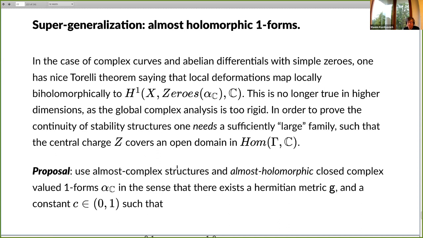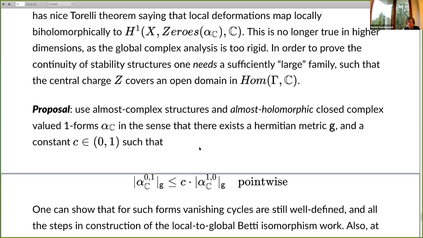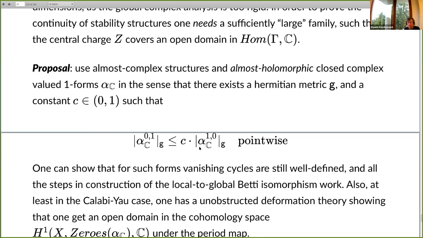And my proposal is the following. Instead of complex manifolds and holomorphic forms, I choose almost complex structures and almost holomorphic closed one forms. And what does it mean, almost holomorphic? Namely, it means the following. Take a Hermitian metric and some constant C strictly less than one. With this Hermitian metric, pointwise, you consider the (0,1) norm of the (0,1) part of my form. It will be bounded by the constant C times the (1,0) part of the form.